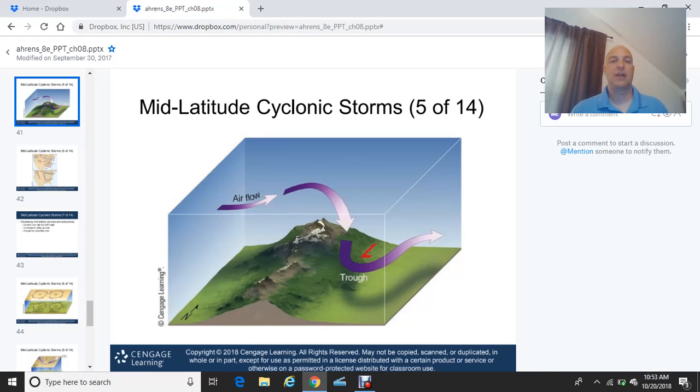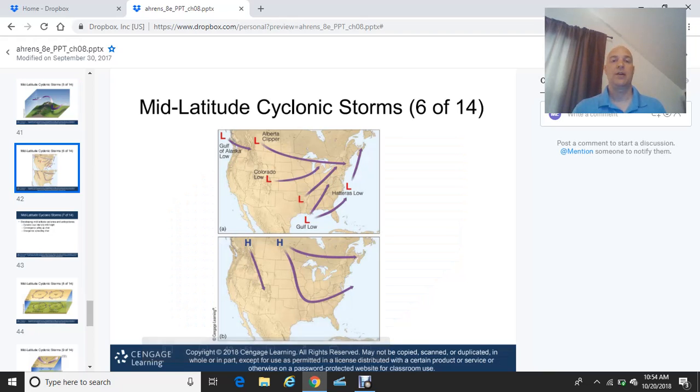Apologize for that. But this shows you in the lee side of mountains, areas of low pressure can form. Mid-latitude cyclones, these are the different tracks that typically occur. There's a Colorado low track, there's the Alberta Clipper, the Gulf of Alaska low, the Hatteras low, and the Gulf low.